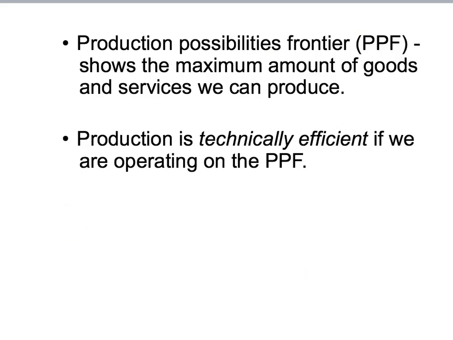But to summarise this presentation, you've now seen how to construct a production possibilities frontier. It shows the maximum amount of goods and services that an individual or a group or a country can produce with a given amount of inputs. If a country, a person, or the group is operating on the boundary of a production possibilities frontier, then their production is technically efficient. If they're operating inside the boundary, then they're technically inefficient. By reorganising production, they could end up with more of everything.